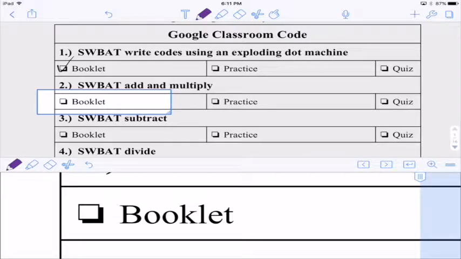Okay, Algebra 1. This is our second video. It's on adding and multiplying. I know a lot of you already know how to add and multiply, but this is going to show you a little bit more, and let's see if you like it.